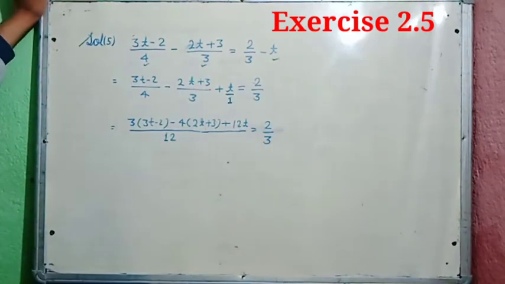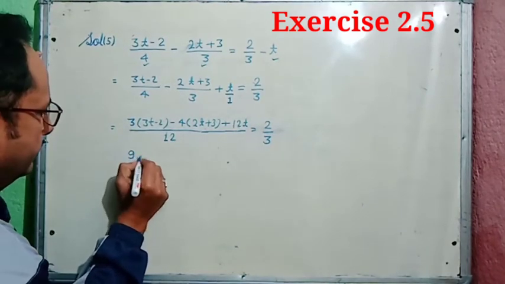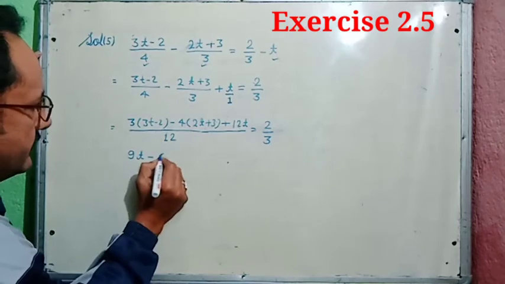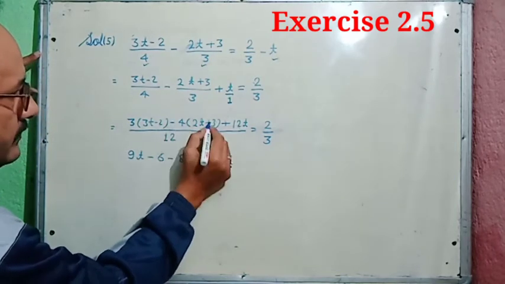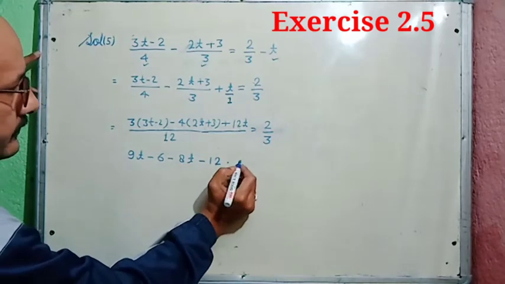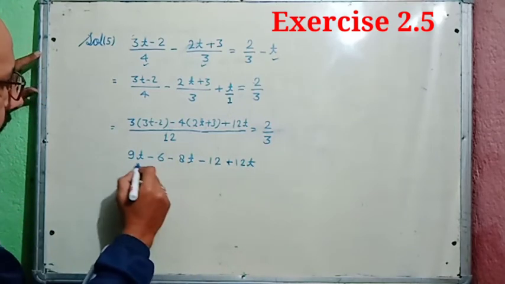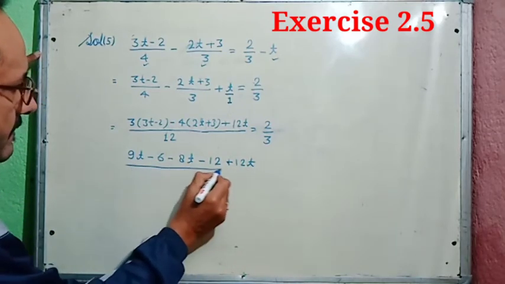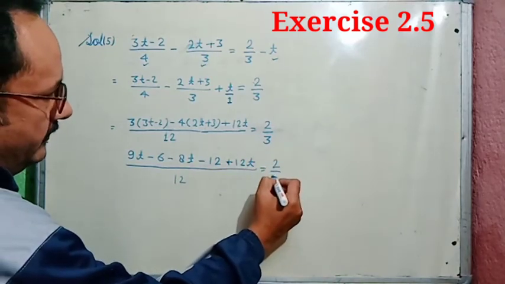Now you can use distributive property over here. It will become 3 3s are 9t, minus 3 2s are 6, minus 4 2s are 8t, and minus plus minus 4 3s are 12, plus 12t divided by 12 is equals to 2/3.